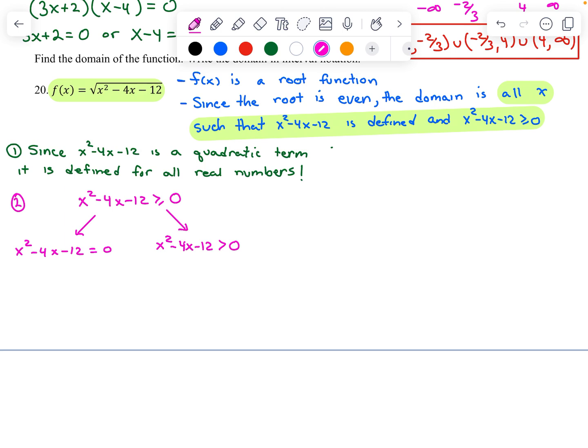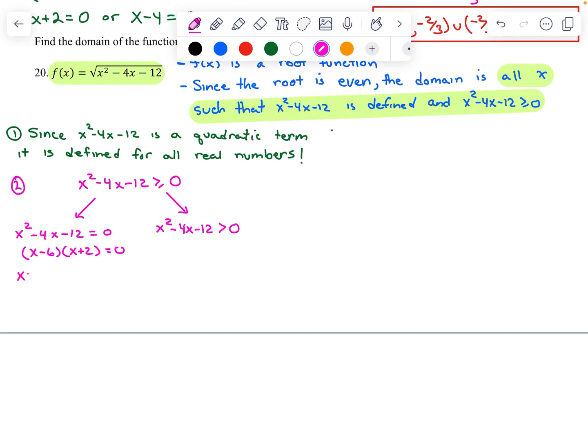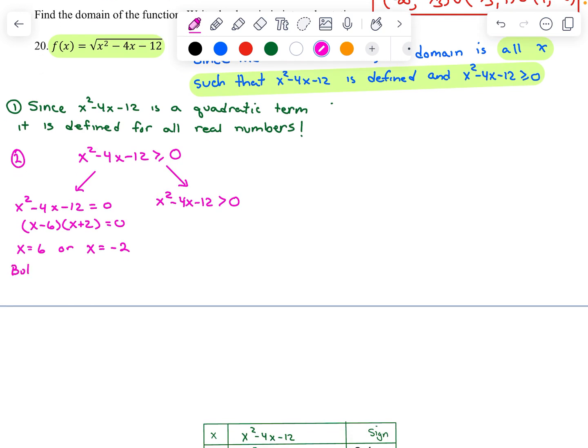Okay, so to solve the equation on the left, I'm going to have to factor, and that is going to be x minus 6 times x plus 2, and that product has to equal 0. And that's going to happen if x is equal to 6 or x is equal to negative 2. All right, so since we want equality here, both x is equal to negative 2 and x is equal to 6 are in the domain.